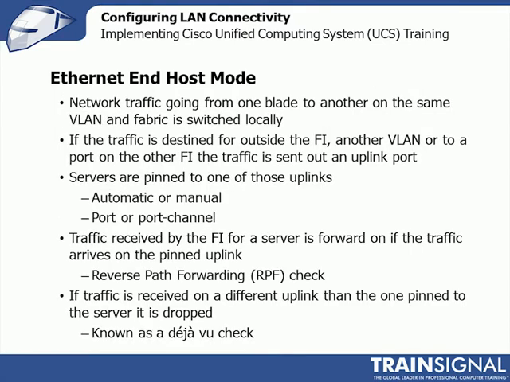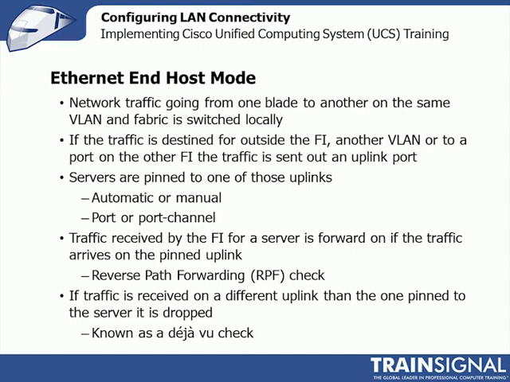Couple of things to keep in mind. Network traffic going from one blade to another on the same VLAN and fabric is switched locally. What I mean by that is if I have a blade in chassis 1, port 1, and he's sending something to a blade 2 in chassis 1, port 1, and they're on the same VLAN, it'll go up to the interconnect and the interconnect will switch it and send it back down.